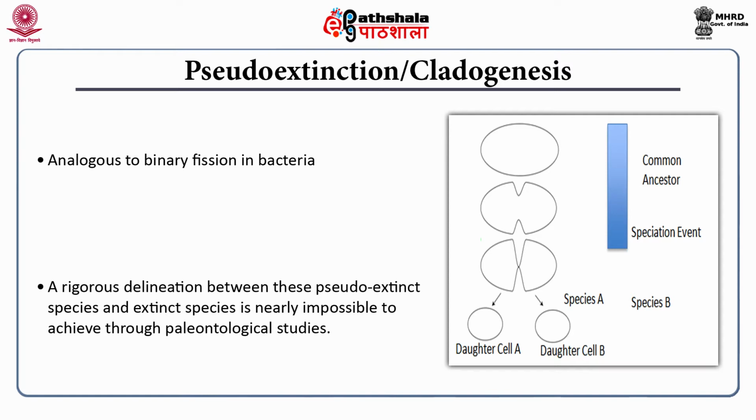That is not existent. So, you can never say that the parent population went extinct to produce the daughter population. That is incorrect to say that way. So, that is not really a species extinction, that is simply cladogenesis, the formation of a new species from a pre-existing species. So, that is called pseudo extinction.